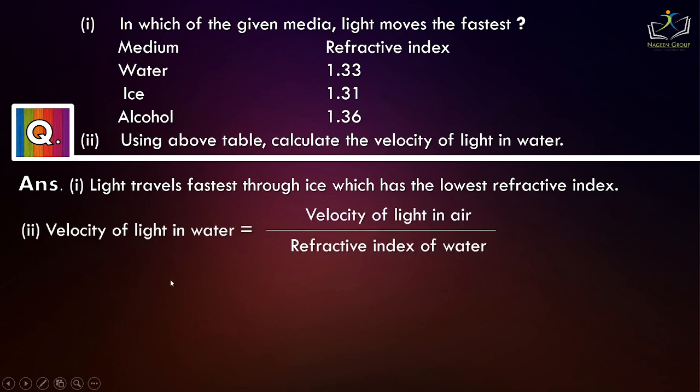So now the velocity of light in water is equal to the velocity of light in air by the refractive index of water. It's 3 into 10 to the power 8 by 1.33. So it's 2.25 into 10 to the power 8.